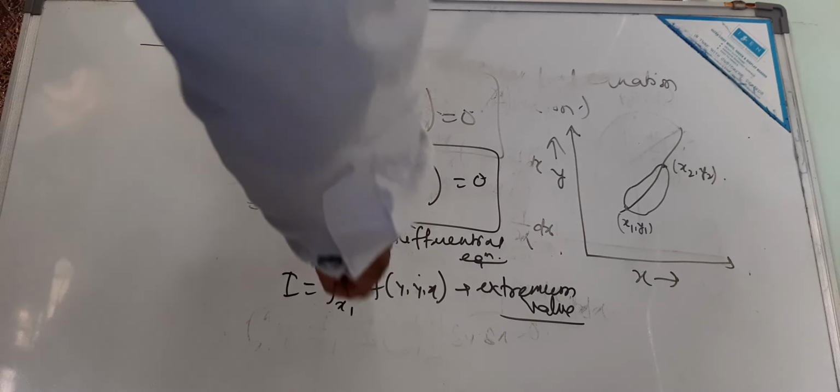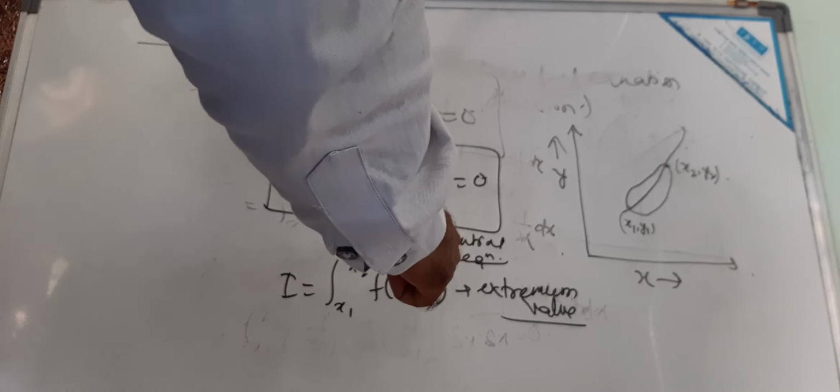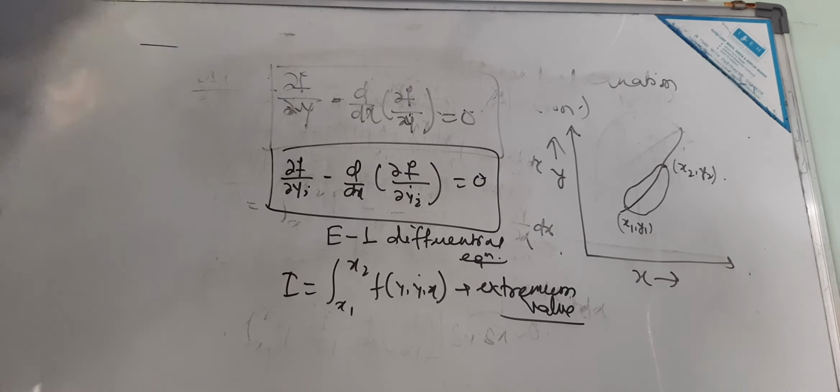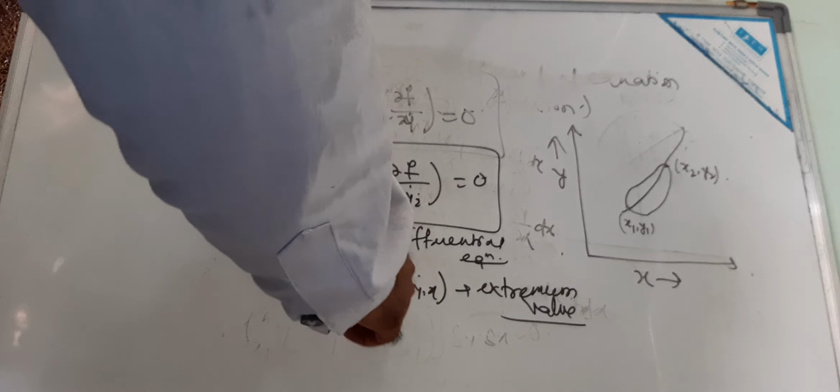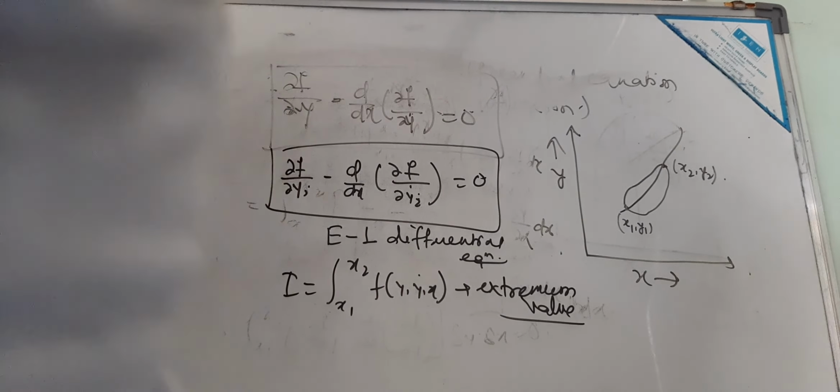So in the next class, we derived this Euler-Lagrange differential equation from the calculus of variations, where this integration gets the extremum value between the two limits x1 and x2. In the next class we will be discussing and solving some problems using this Euler-Lagrange equation. Thank you.